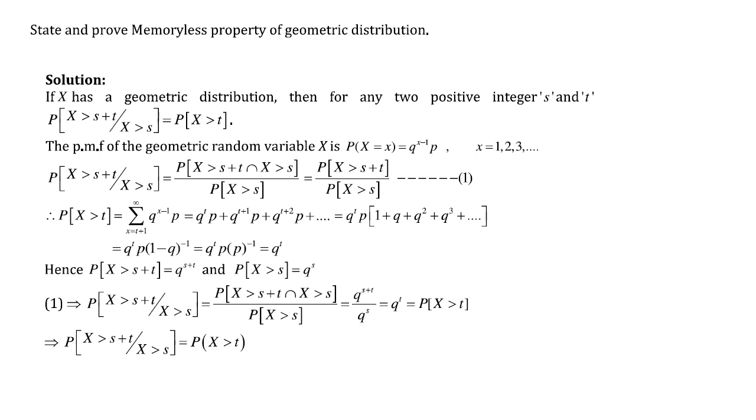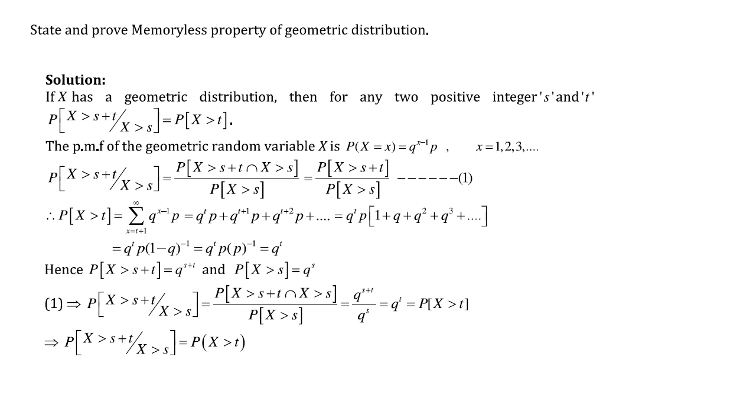Now we are going to see about the famous memoryless property of geometric distribution. If x has a geometric distribution, then for any two positive integers s and t, probability of x greater than s plus t given x greater than s is going to be equal to probability of x greater than t.